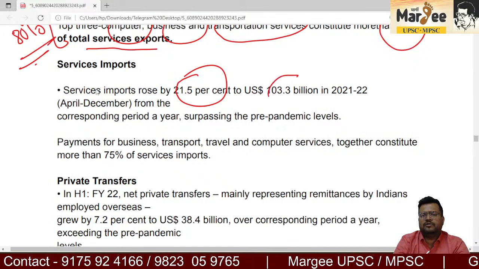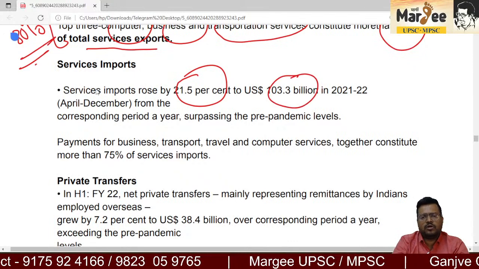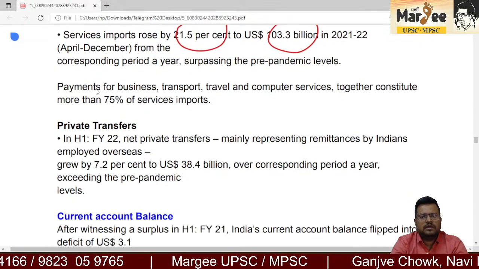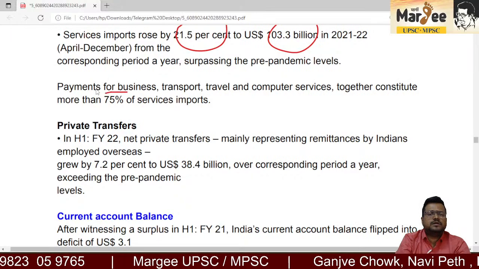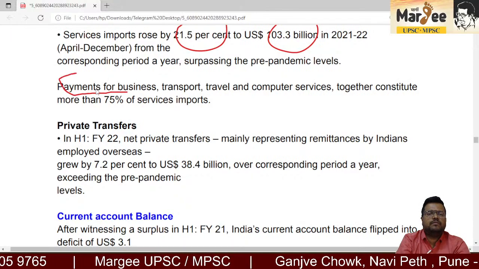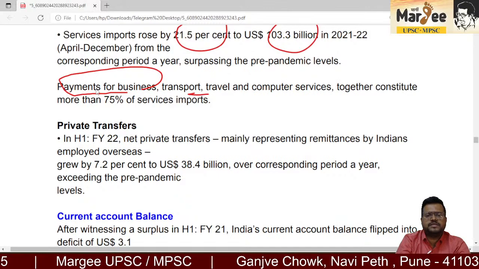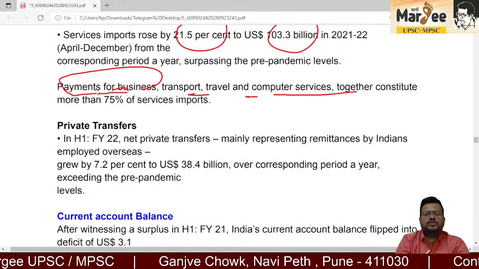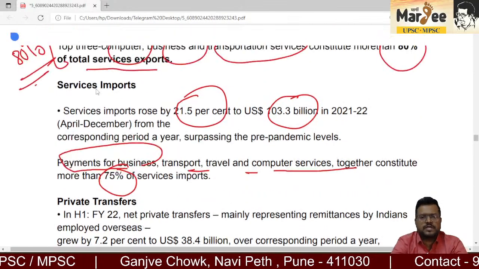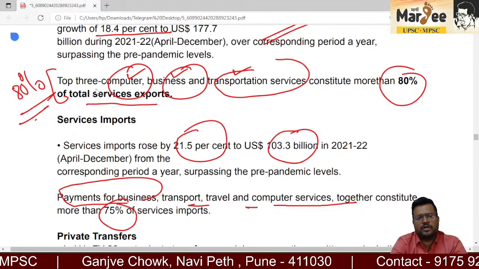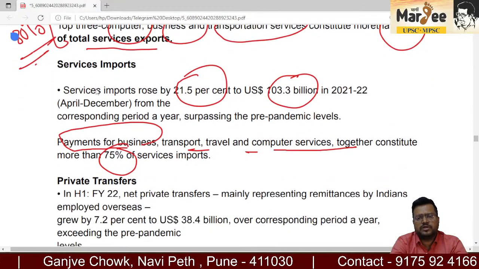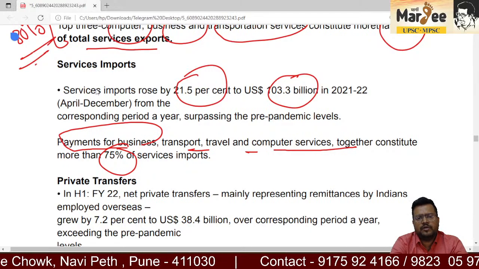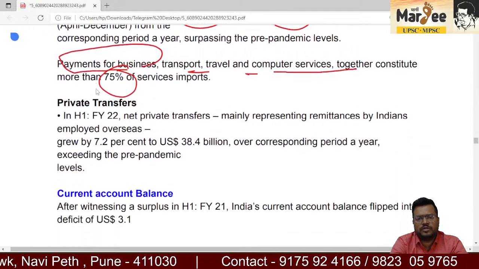You don't have to remember the amount or the figure of these imports. This import is majorly in terms of payment for business, transport, travel, and computer services. This constitutes about 75% of imports. We have seen what our 80% export is all about: computer, business, and transportation services. Our 75% services imports is about payment for business, transport, travel, and computer services.